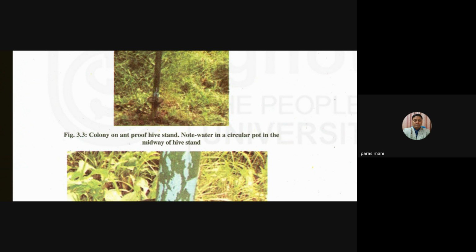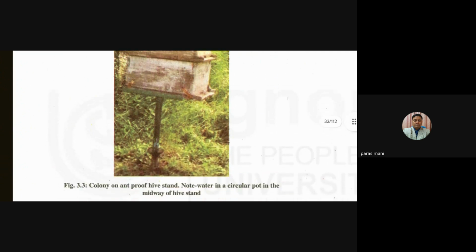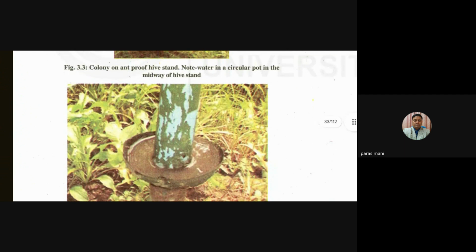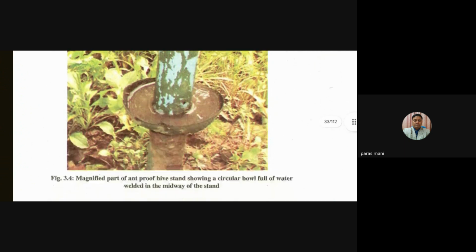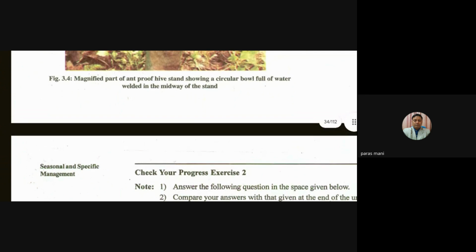This is to prevent enemies, especially ant movement from the bottom to the top. If the honey cells in the super chamber are damaged, the ants sense the smell of the honey, and ants usually move towards the source. To prevent that, you have to use such a structure. It is shown in a bigger picture here, a cup-like structure in the middle. It is called an ant-proof hive stand.